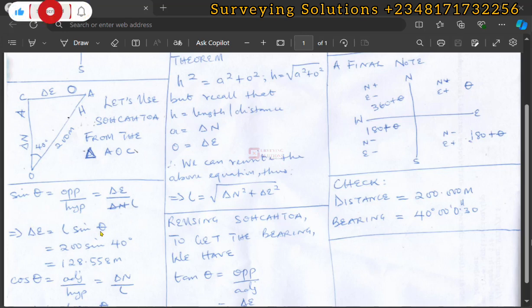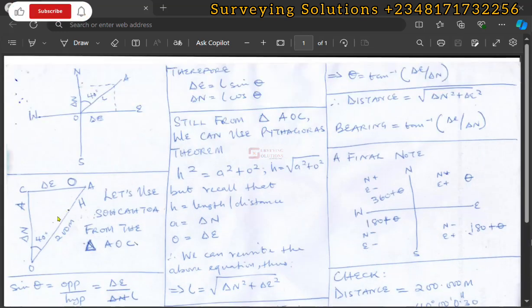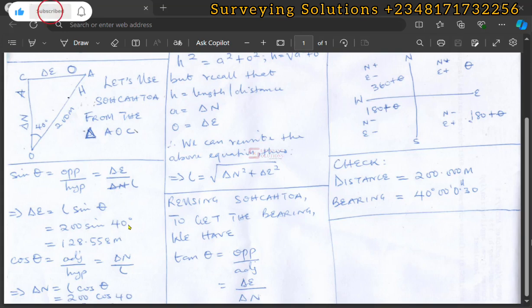Please, if you missed it at any point, you can always pause and rewind, because these things are very, very important, and they are all linked, right? Good. So they are linked together. So we now have L sine theta to help us calculate delta eastings. So if you now input the value of L, you have 200, which was provided there, and theta to be 40. So please confirm this value on your calculator, because we are going to use it very soon.